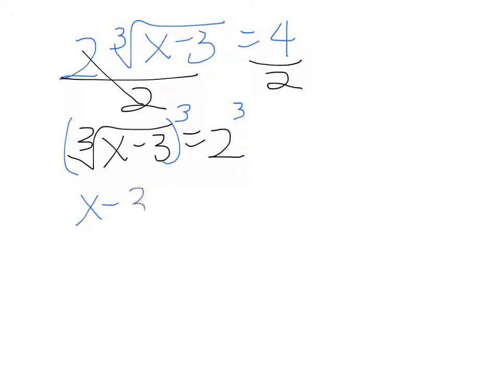So we have our radicand, which is x minus 3, is now equal to 2 times 2 times 2, which is 8. And we can solve for x. We can add 3 to both sides. So x equals 11.